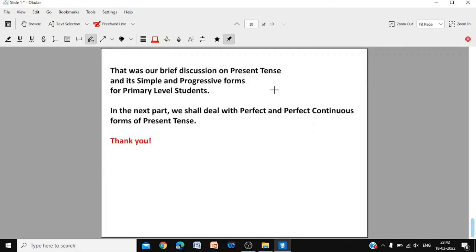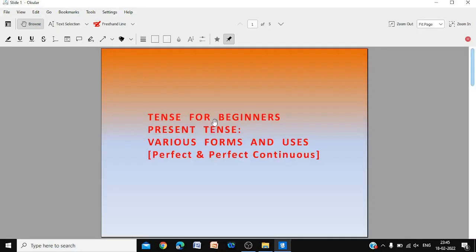That was our brief discussion on present tense, and the first part was on simple or indefinite and continuous or progressive form. In the next part, we will deal with perfect and perfect continuous forms. Thank you and goodbye.